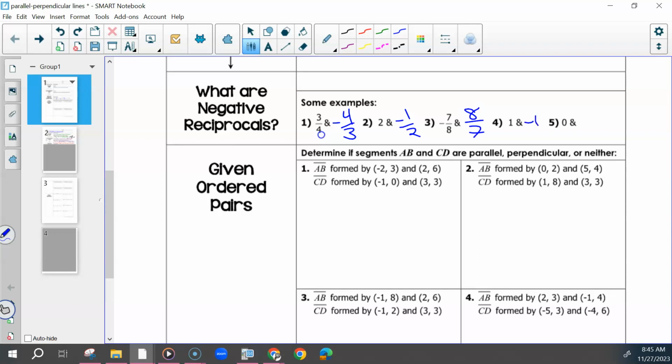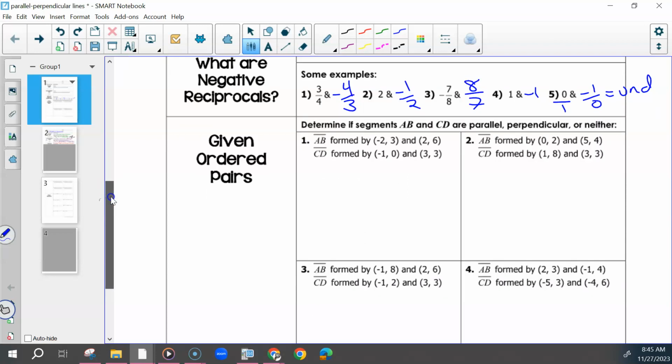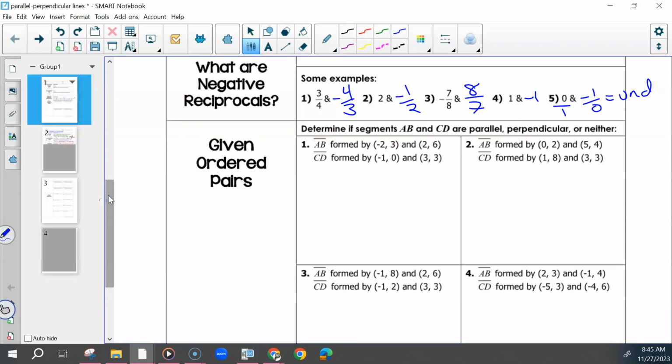Now, 0 is a little weird because if I have 0/1, which would still be 0, and I flip it and make it negative, what is that? Undefined. So 0 and undefined are negative reciprocals even though they don't look like it. We have to remember that one because it will trick you. One part of parallel and perpendicular lines is being able to determine, given a set of points or equations, whether lines are parallel, perpendicular, or neither. So we're going to do that.